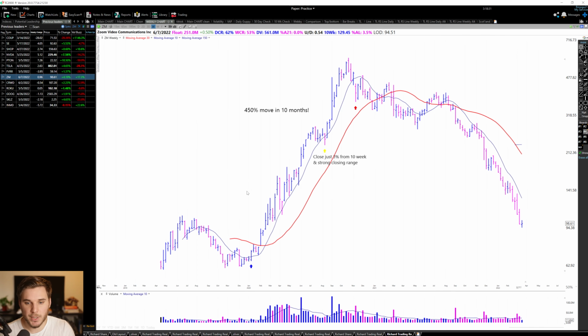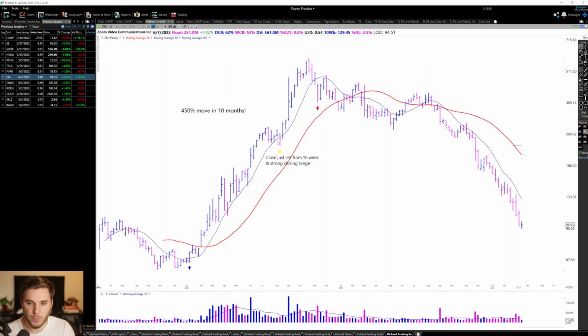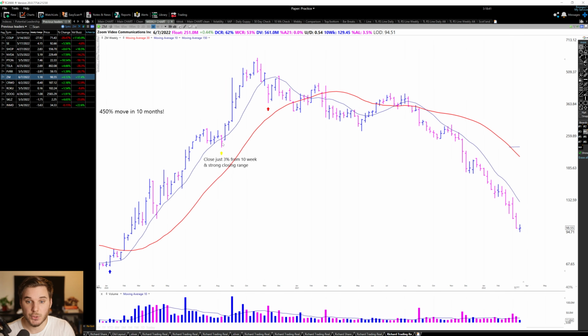Zoom as well, another great example from 2020. A nice push off the lows here, respect for the 10-week here and here. And we don't even get a close below the 10-week moving average until this point. And this week closes really strongly off the lows, and we don't undercut this week's low.